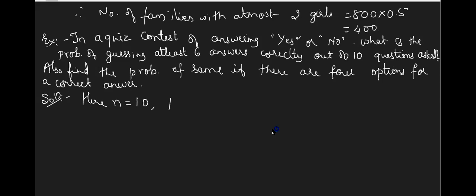Next, what is probability here? What is the p-value? You can just see what is the probability of guessing correctly. Giving the correct answer is the success. So P can be taken as the probability of answering correctly.